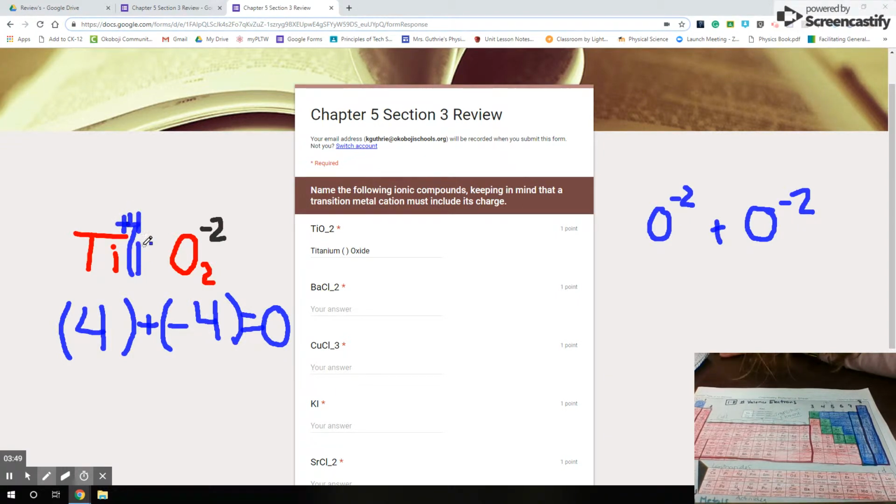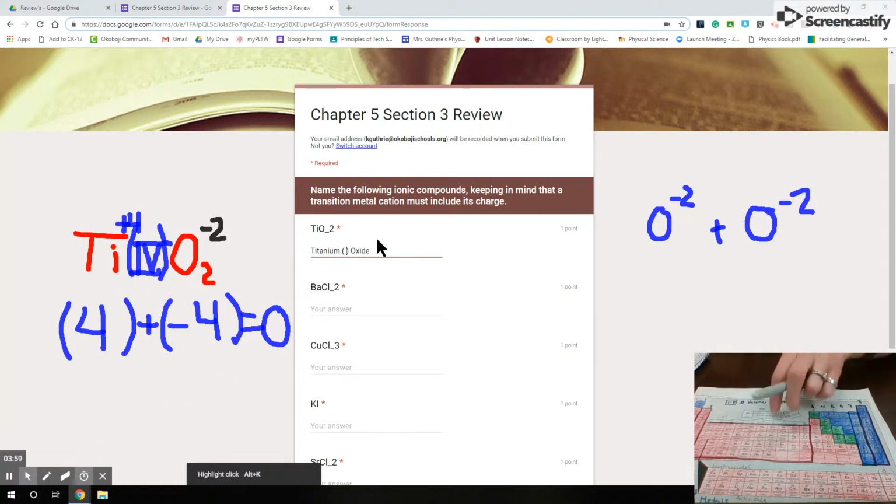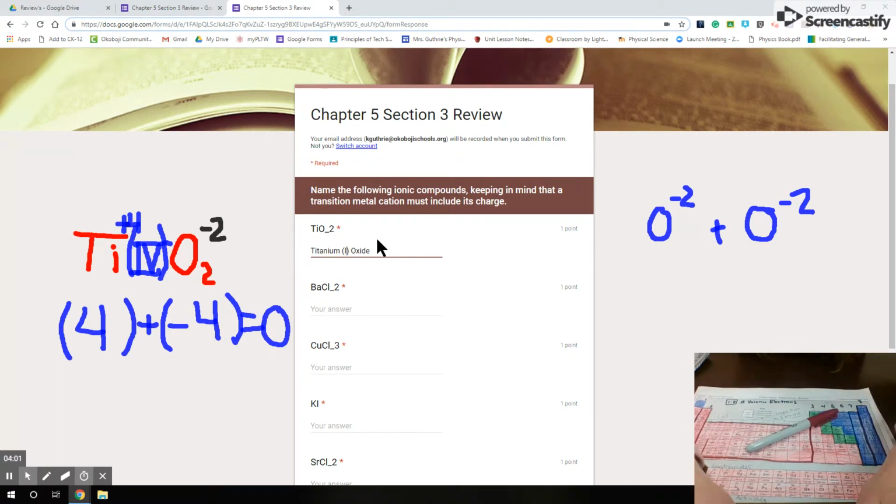So we write 4 in that parentheses. All right, so go back. We'll just type 4. So you need to do it in Roman numerals, so capital I, capital V. Titanium(IV) oxide. The answer.